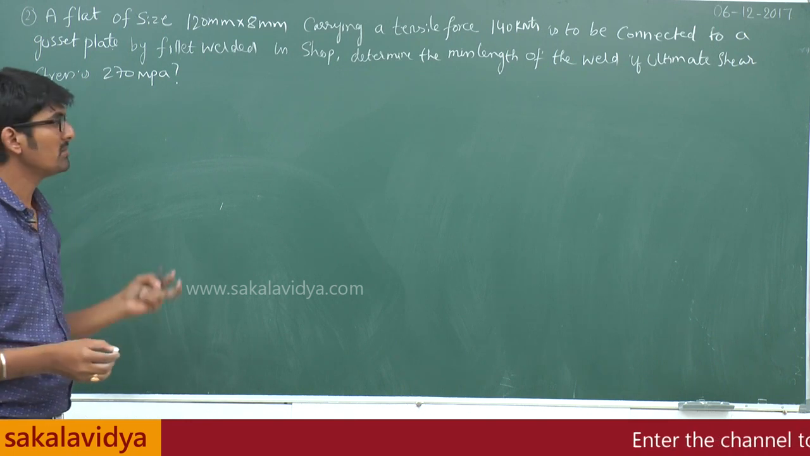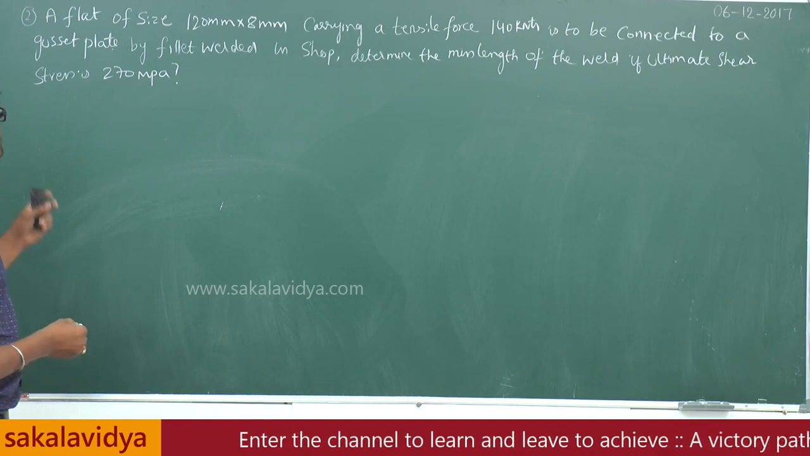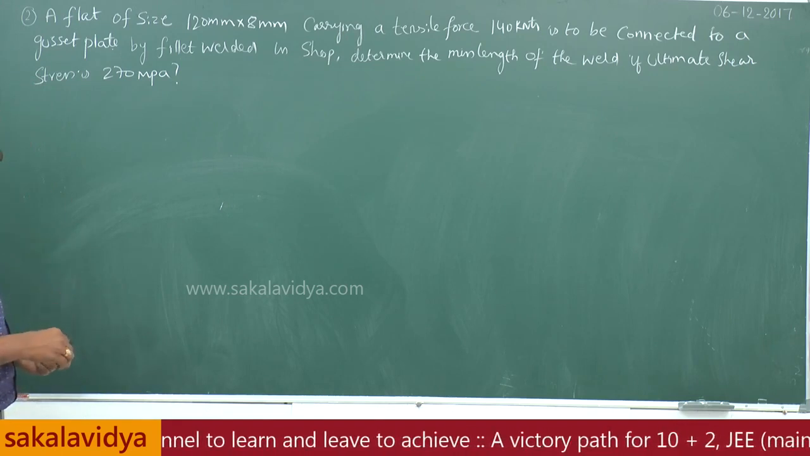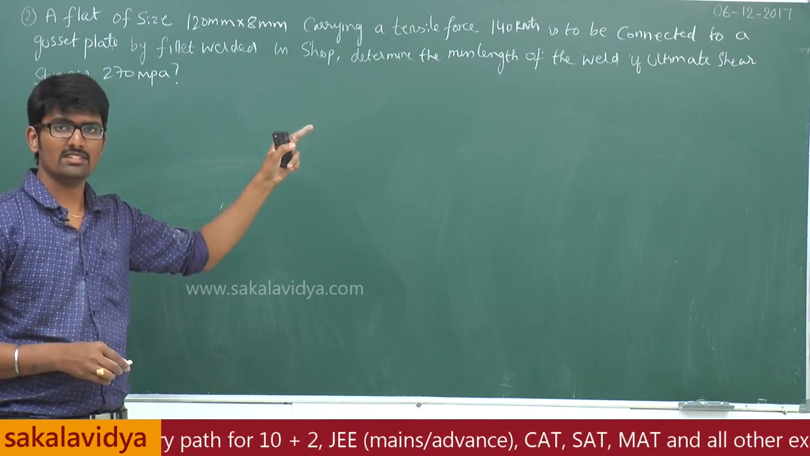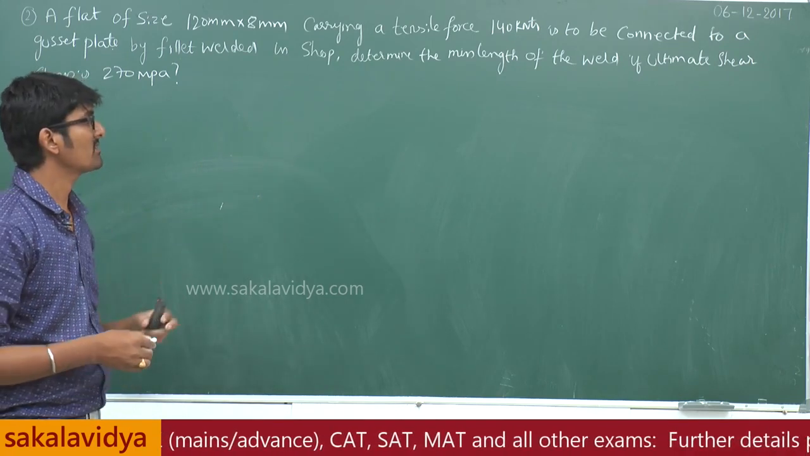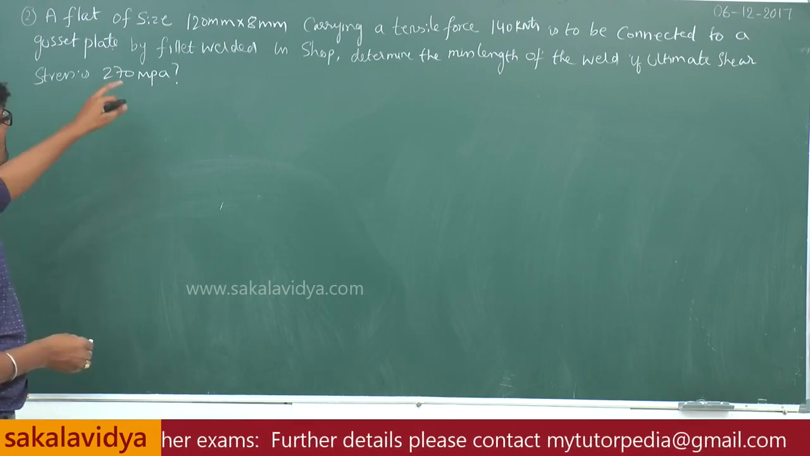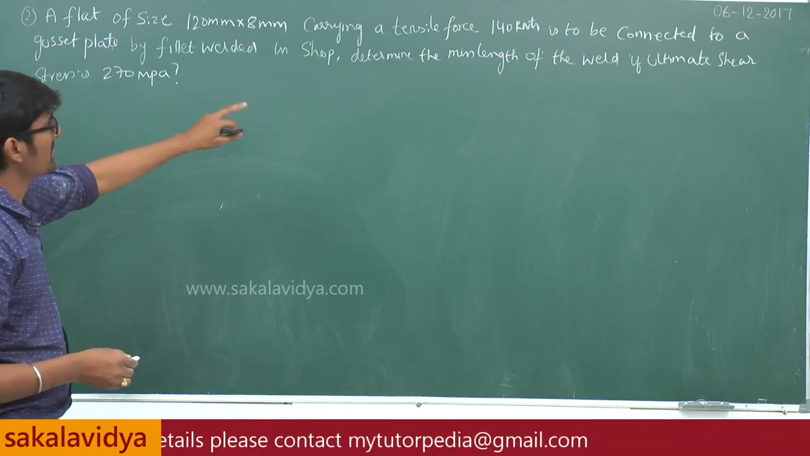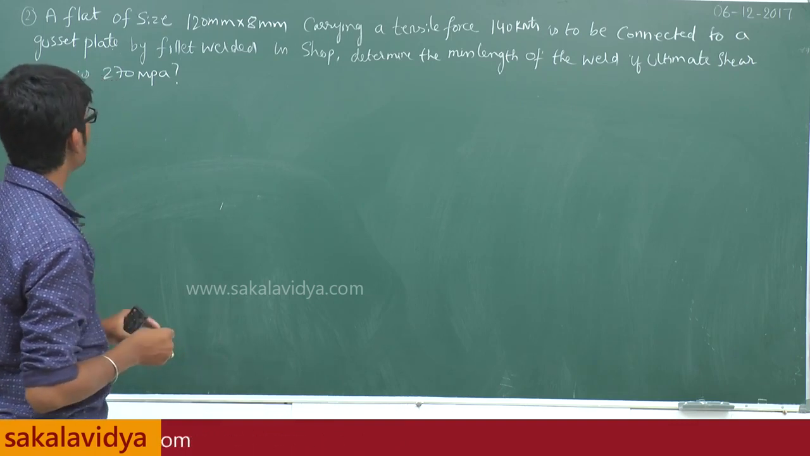Example number 2, based upon a flat connected to a gusset plate. A flat of size 120 into 8 mm carrying a tensile force is directly given in this question. The tensile force is 140 kilonewtons, and it is to be connected to a gusset plate by fillet weld in the shop. Determine the minimum length of the weld. The ultimate shear stress is 270 MPa.